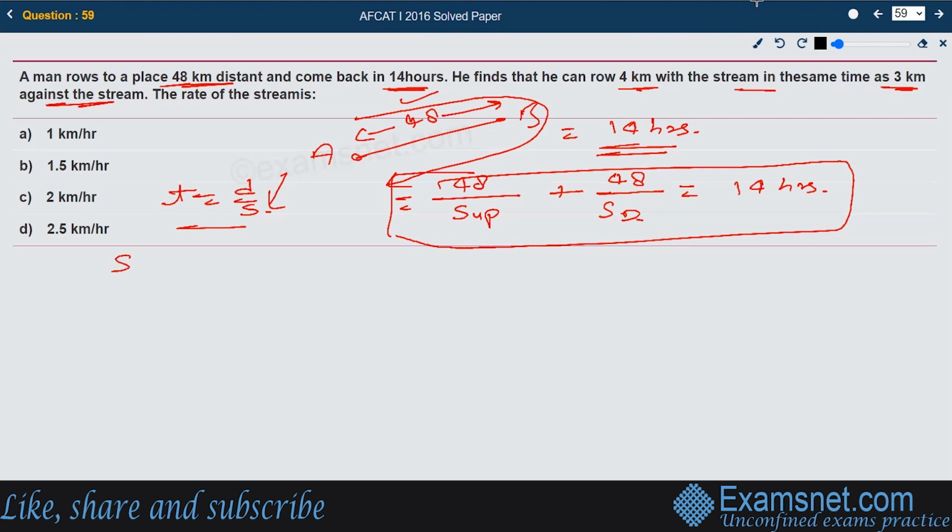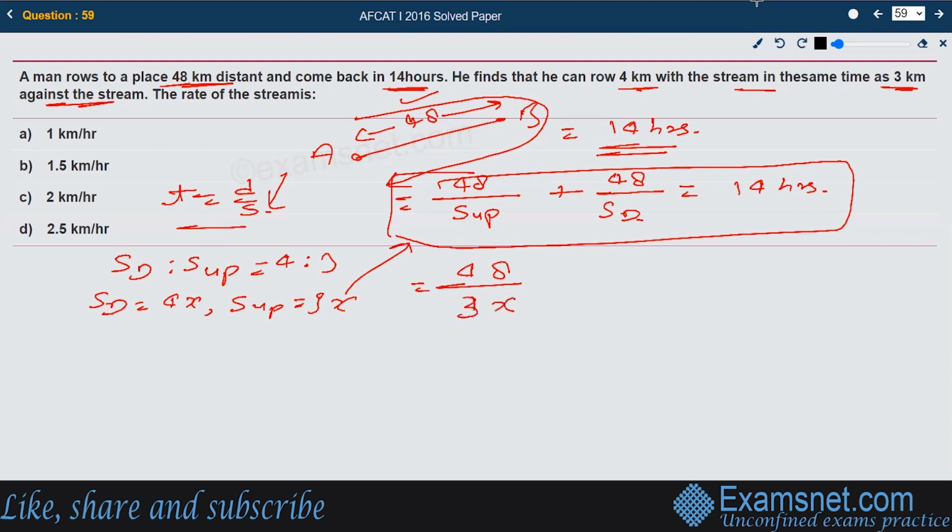So simply we can understand the ratio between down speed and up speed is given as 4 is to 3. So let us assume that S down is 4x and S up is 3x. Let us assume like that, and we can use it directly in the equation now. So let me put the values inside the equation. It becomes 48 by 3x plus 48 by 4x is equal to 14 hours.